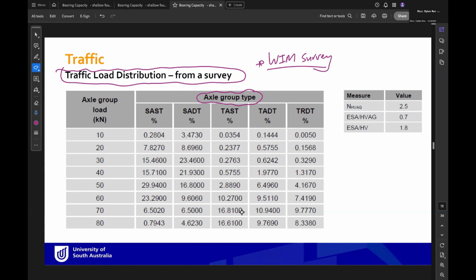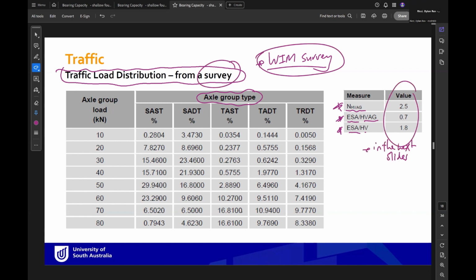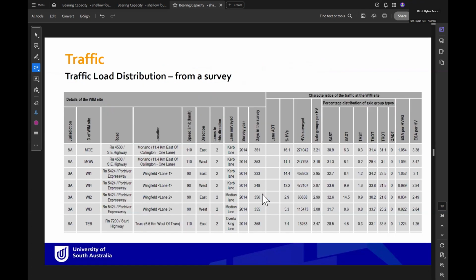So they can have an idea of how many trucks with specific loads pass during this survey, and then they can give us a value of the number of heavy vehicles and the estimated standard axle load over HVAG, which is the heavy vehicle average damage, and ESA over HV. These are important values, and we will see how we use them in the next slides. But all these values come from surveys, and the next one is again some other values obtained from surveys.